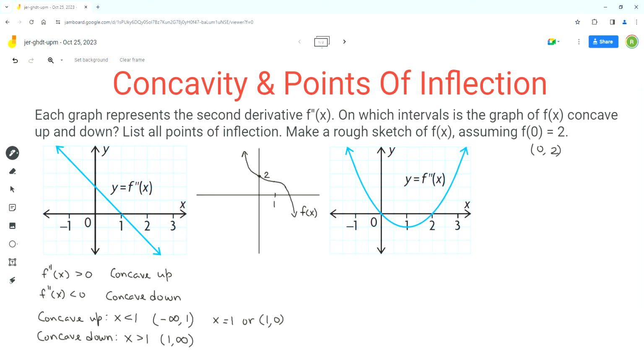So the interval over which the second derivative is greater than 0, that means the function f at x is concave up in that interval, and where the second derivative is less than 0, in that interval, the f at x is concave down. So we have to find the intervals over which this graph is above the x-axis. In this case, the graph is above the x-axis over two intervals. One is to the left side of 0 and the other to the right side of 2. So that means there are two intervals over which f at x concaves up.